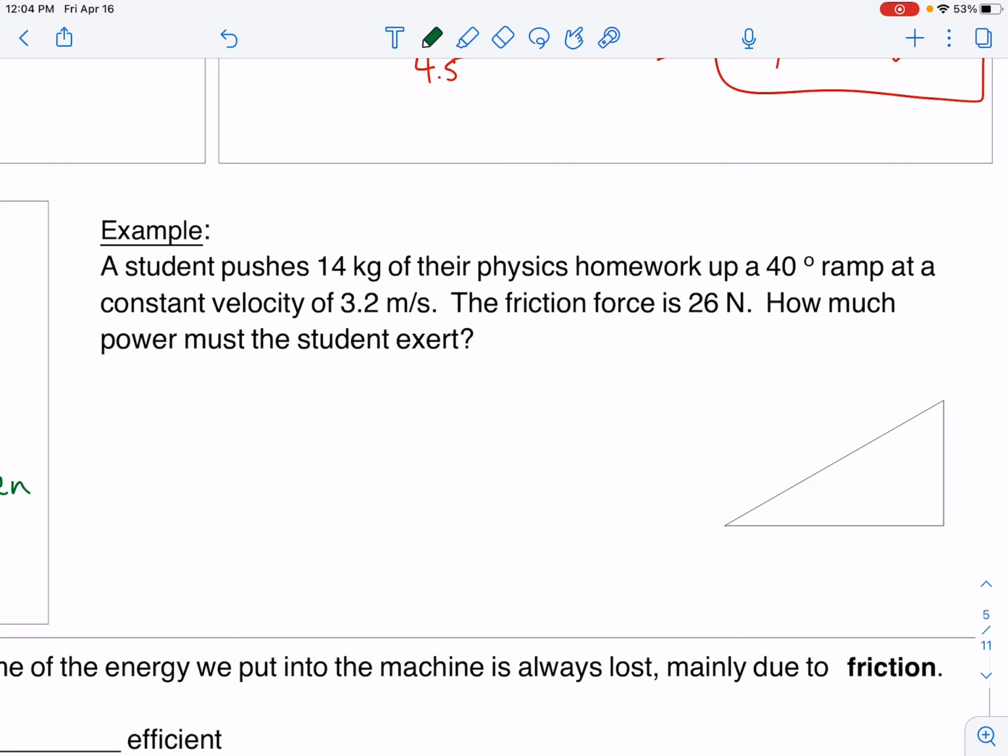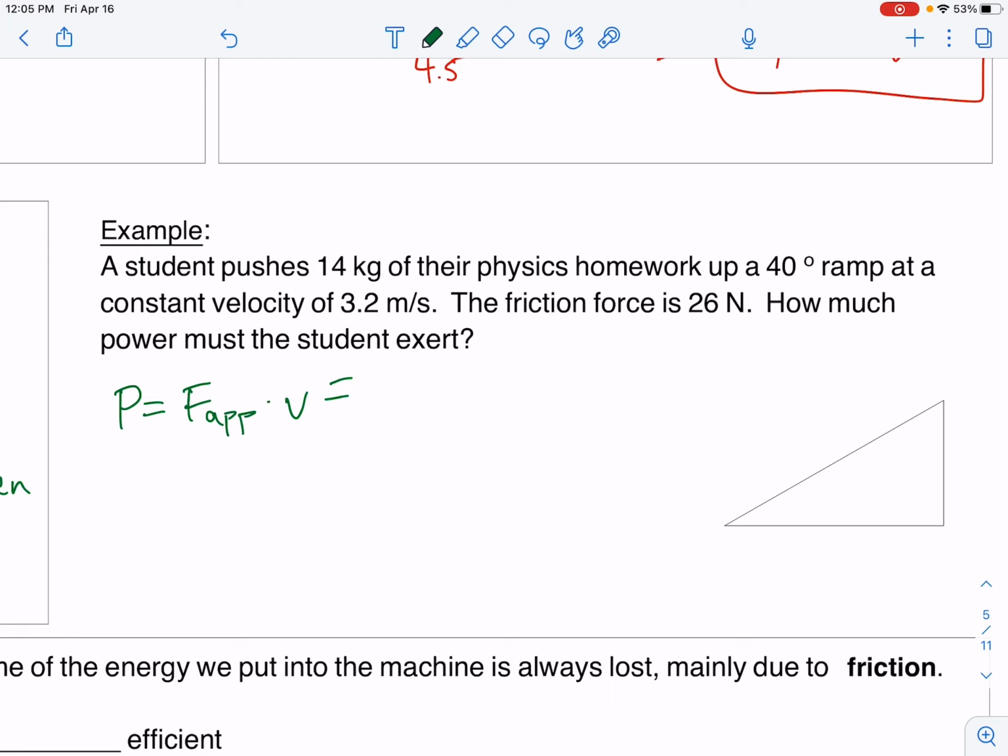We have a student pushing their physics homework up a 40-degree ramp at a constant velocity of 3.2 meters per second. We're given a frictional force. How much power must a student exert? All right, so in this case, we know that power is going to be equal to their force applied times the velocity.